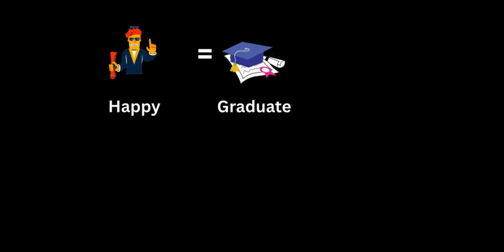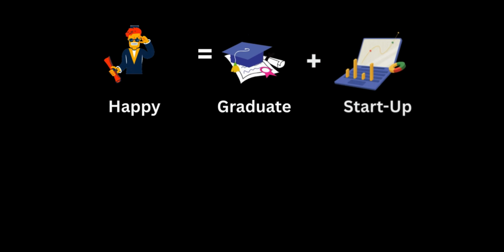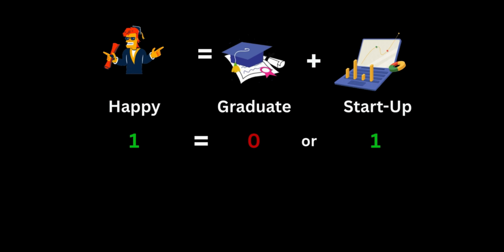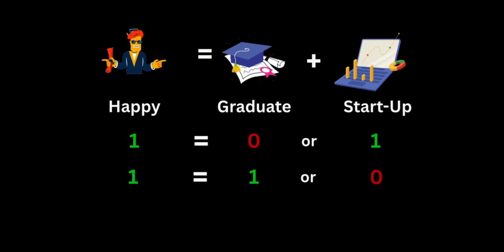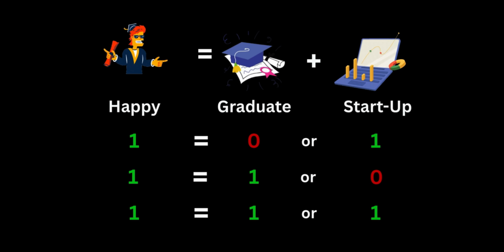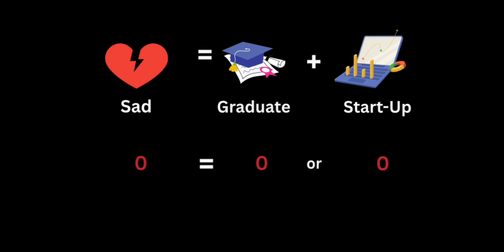A fun example, imagine you're only happy if you graduate, or if you start a startup. So that's when you're happy. So you're happy if you start a startup, or if you graduate, or if you do both, but you're quite sad if you don't do either of the two. So that's an OR statement, either or, this or that.